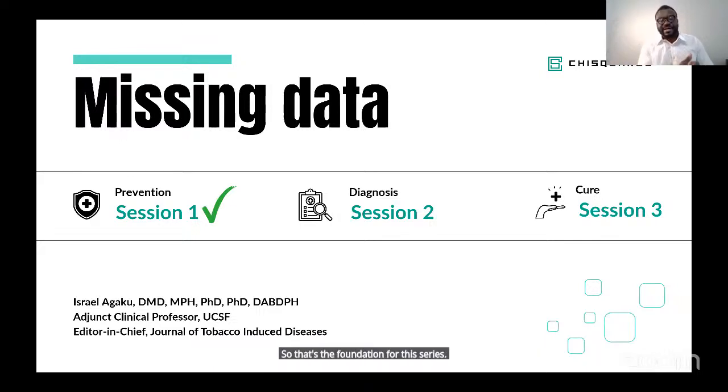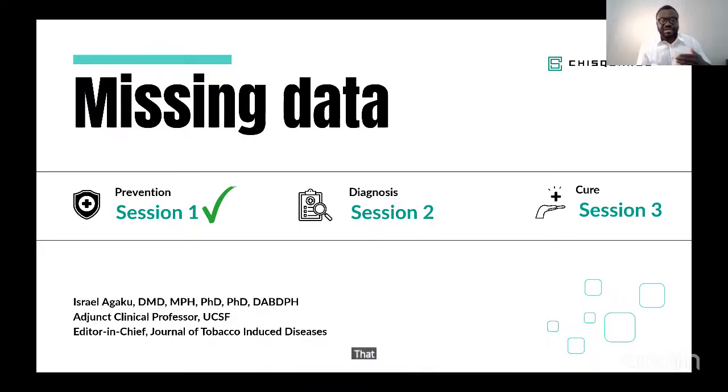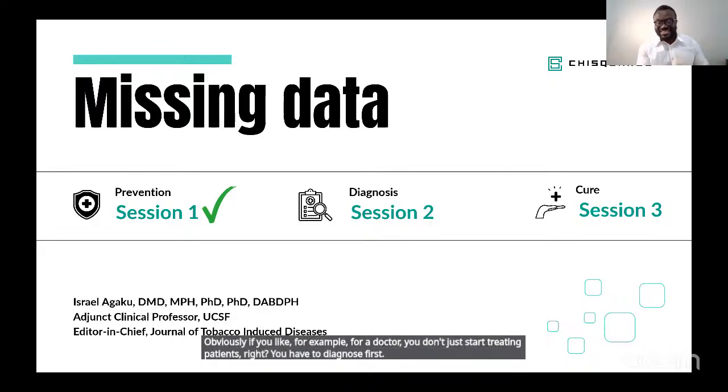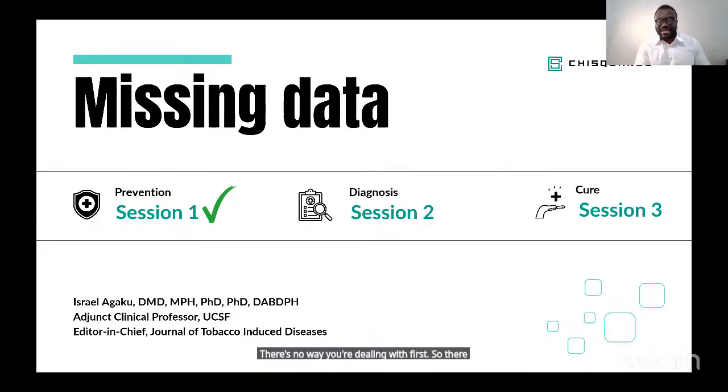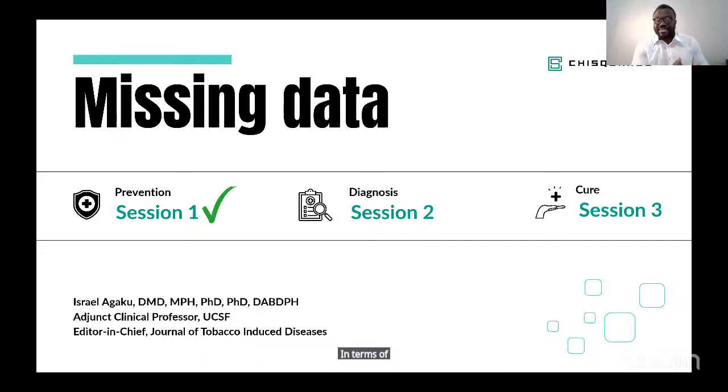Next week, we'll talk about the diagnosis. What are some of the statistical tests that we can perform to know the kinds of missing values we're dealing with? If you are, for example, a doctor, you don't just start treating patients, right? You have to diagnose first. You have to know what you're dealing with first. There are different types of missing values, and there's no one size fits all in terms of treatment. So we'll talk about that next week.